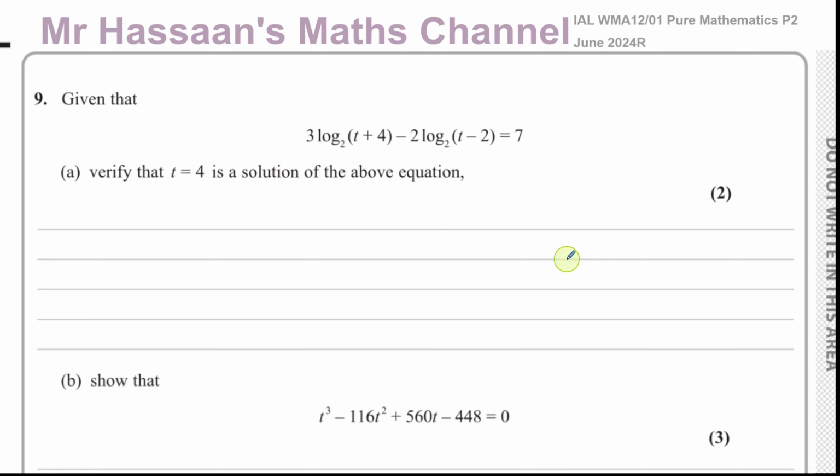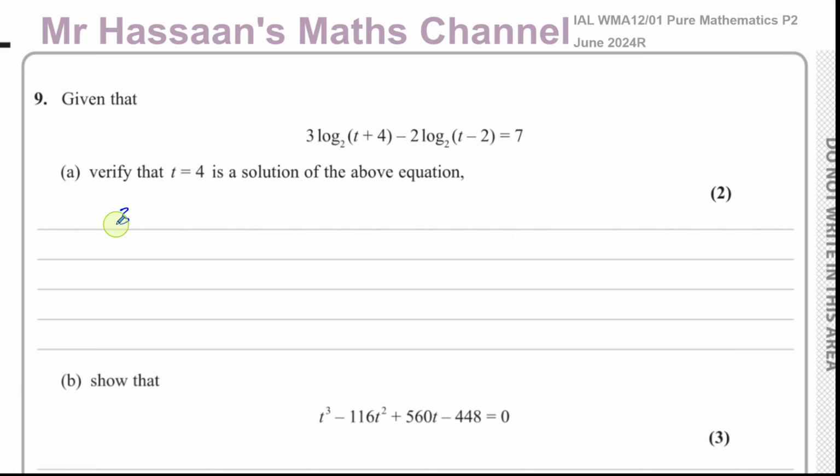And this question here is about logarithms. Here we are given that 3 times the log to the base 2 of t plus 4, minus 2 times log to the base 2 of t minus 2, is equal to 7. And we've got to verify that t equals 4 is a solution of this equation. So basically what we have to do is replace the t with 4 and show that this is going to come out as 7.